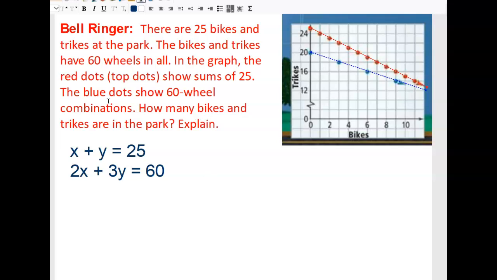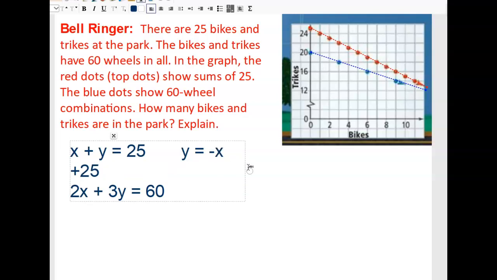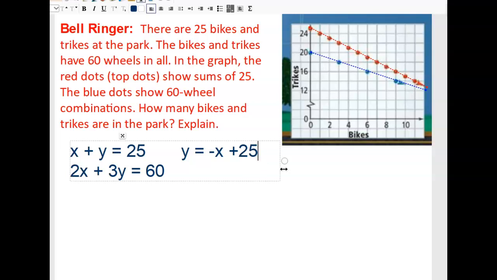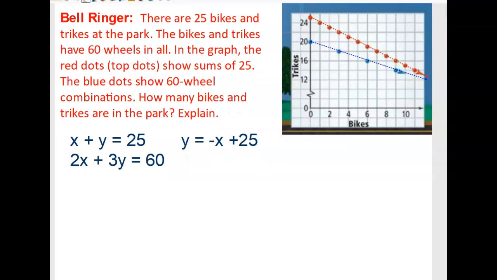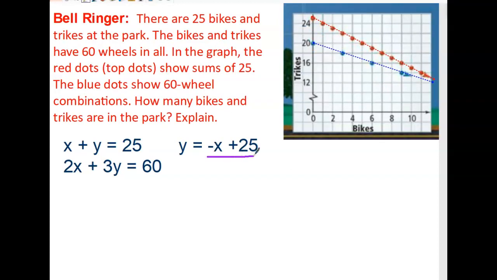Okay, we could put them into y equals mx plus b form, so I could solve that first equation for y. If I solve the first equation for y and put it into y equals mx plus b form, I get y equals negative x plus 25. What I could do is take this and replace y here. So what's that method called when I take one piece and replace it in another?